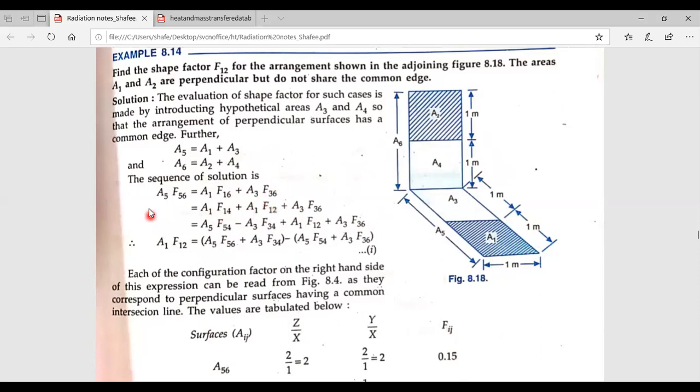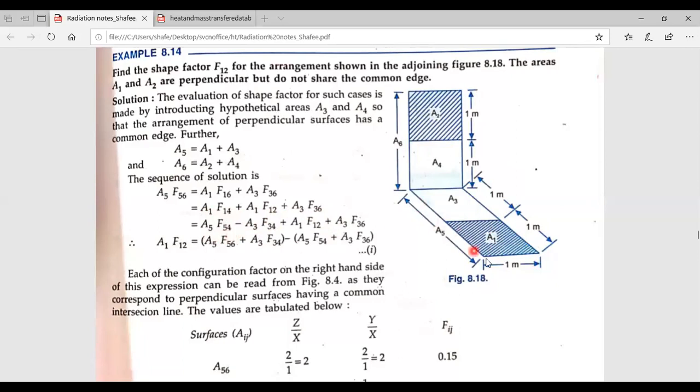Now you see here, I just had A1 F14 as well as A1 F12 plus A3 F36. Now, this is the very important step here. I kept A3 F36 like that only, and A1 F12 like that only. Now A1 F14, that is from 1 to 4, A1 F14 can be written like this. I'll take this like this.